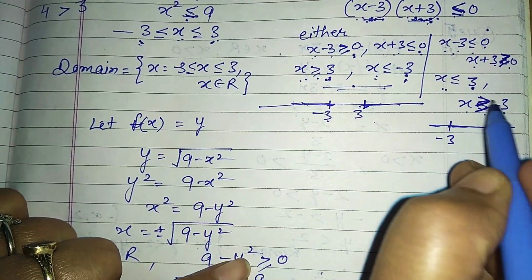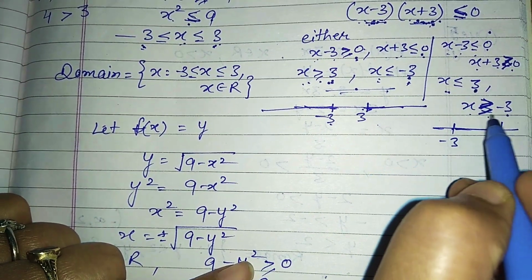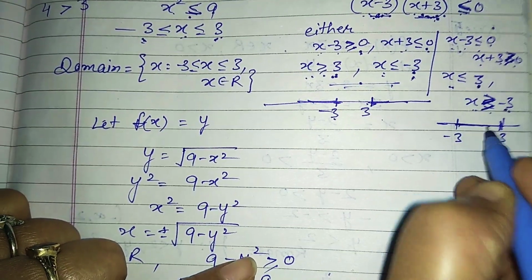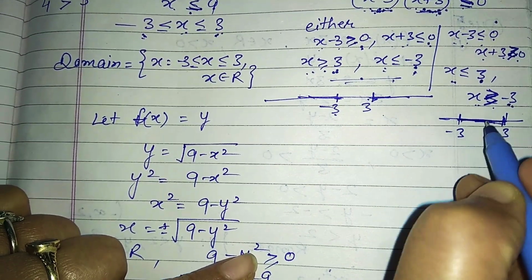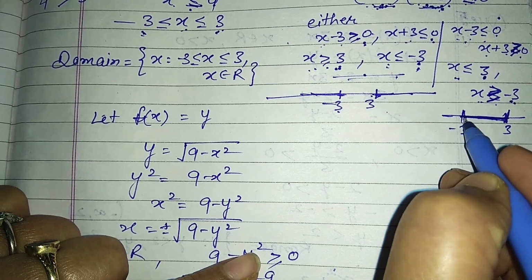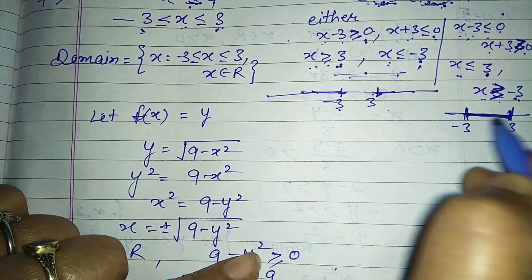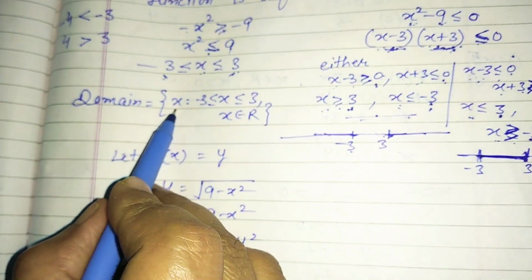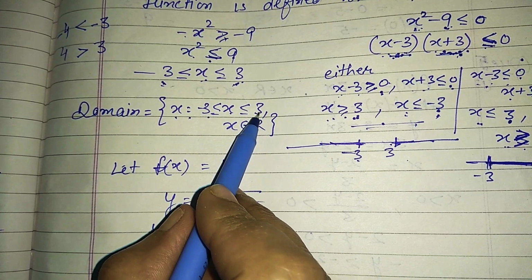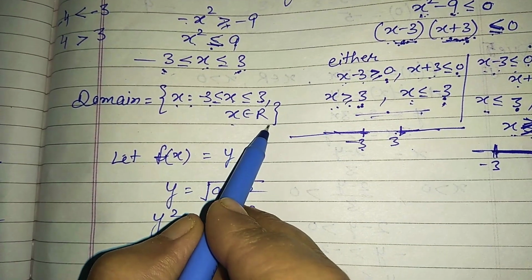So look at this. If x is less than or equal to 3 but greater than or equal to minus 3, so it is greater than minus 3 and less than 3. So there are common points in between, and minus 3 and 3 also. So what is the value of x? Minus 3 to 3. So this is the domain. What is domain? Value of x such that x is greater than or equal to minus 3 but less than or equal to 3. Here x belongs to R.